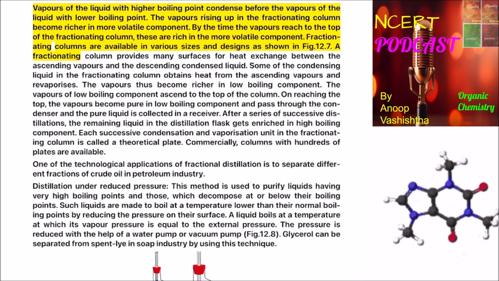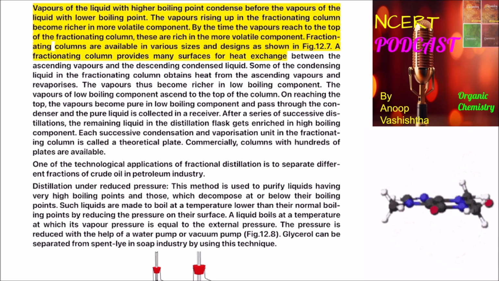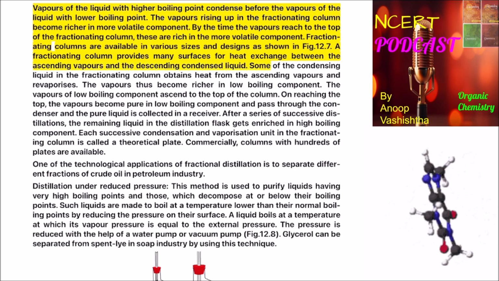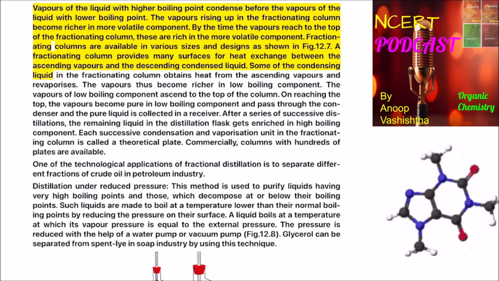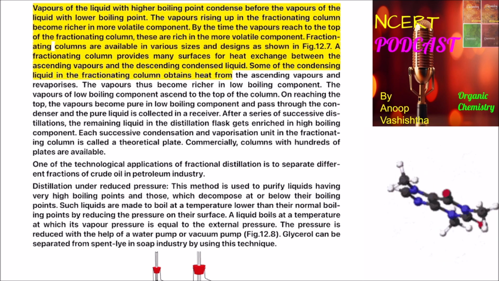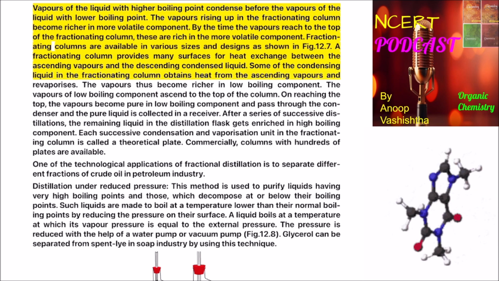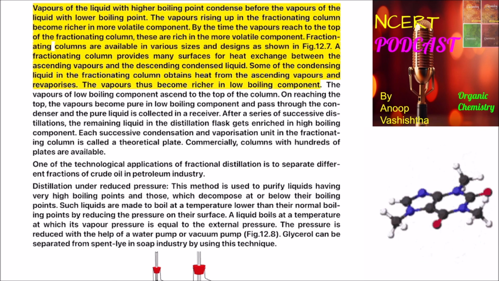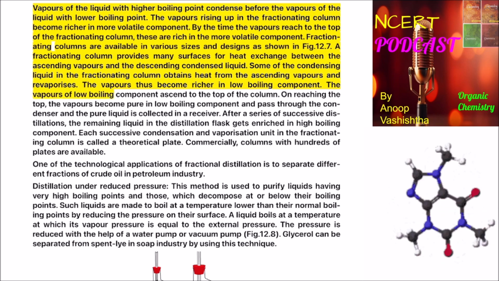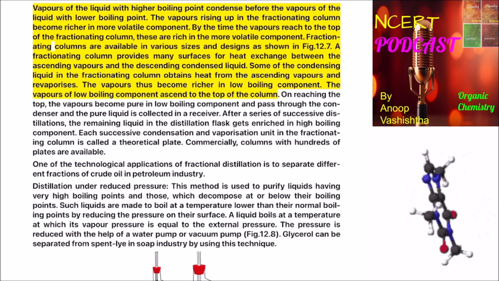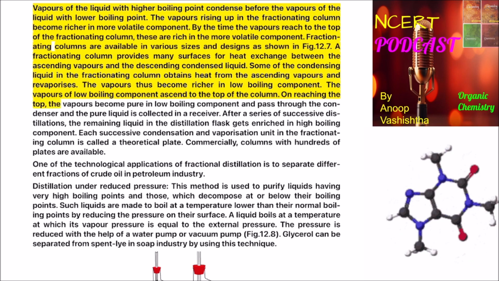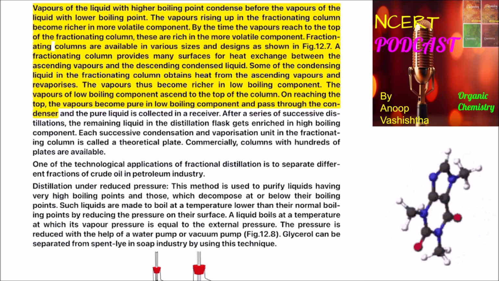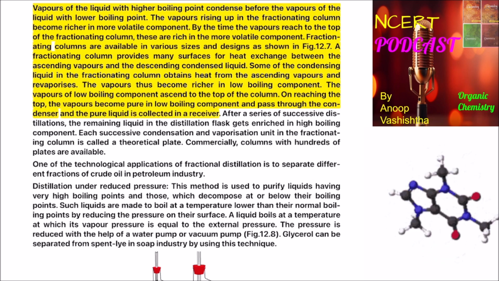A fractionating column provides many surfaces for heat exchange between the ascending vapors and the descending condensed liquid. Some of the condensing liquid in the fractionating column obtains heat from the ascending vapors and re-vaporizes. The vapors thus become richer in the low boiling component. The vapors of low boiling component ascend to the top of the column. On reaching the top, the vapors become pure in low boiling component and pass through the condenser, and the pure liquid is collected in a receiver.